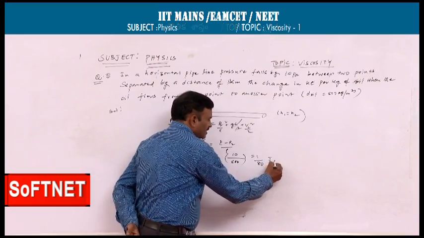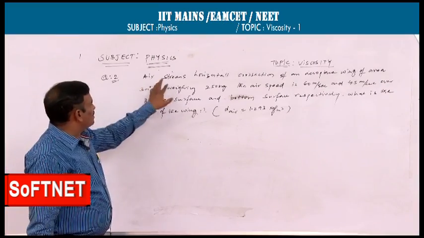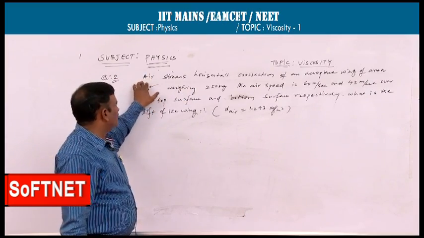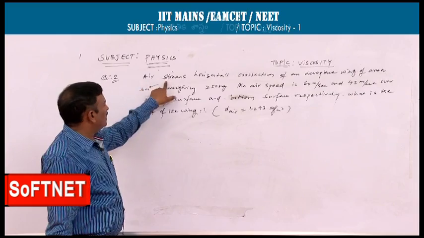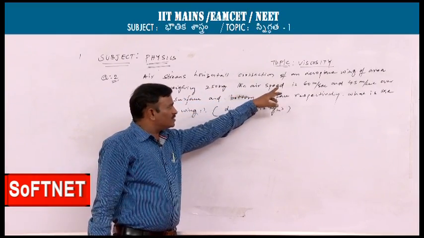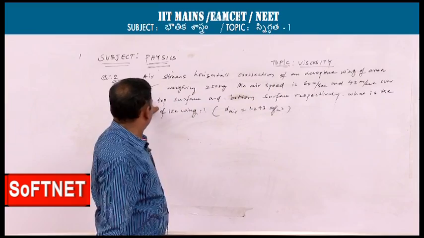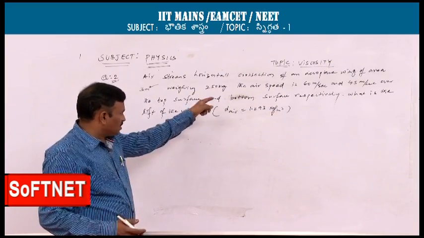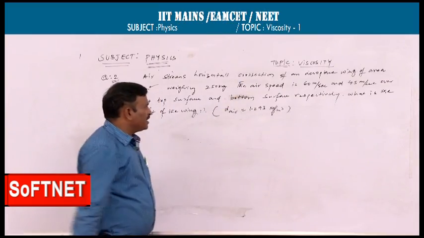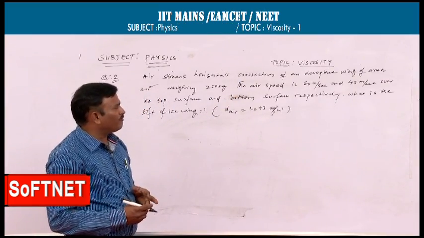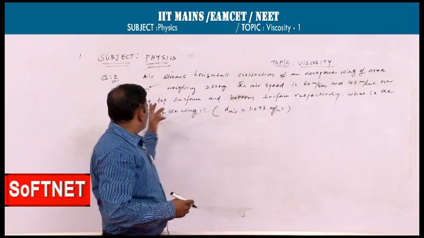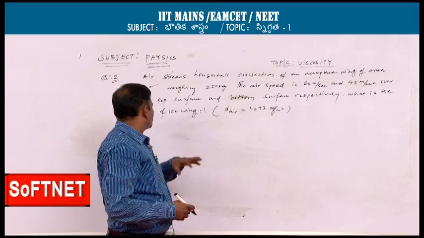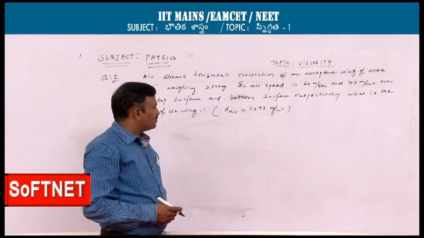The next question is based on aerodynamic lift and application of Bernoulli's theorem. Let us see another question. Air streams horizontally across an aeroplane wing with area of cross section 3 meters square, weighing 250 kg. The air speed is 60 meter per second and 45 meter per second over the top surface and bottom surface respectively. What is the lift? The density is 1.293 kg per meter cube.